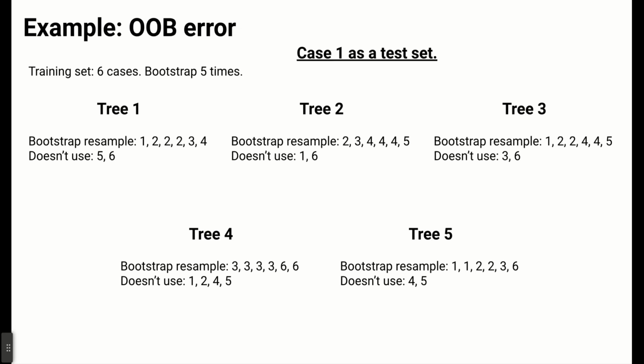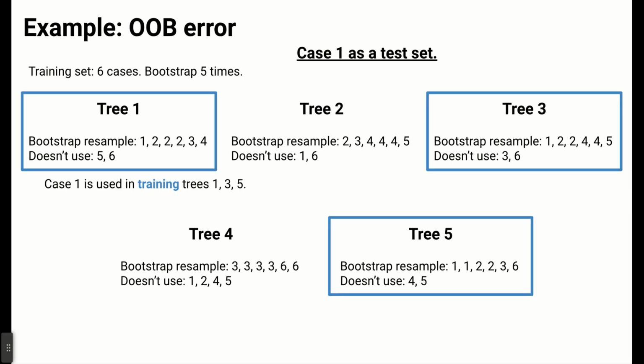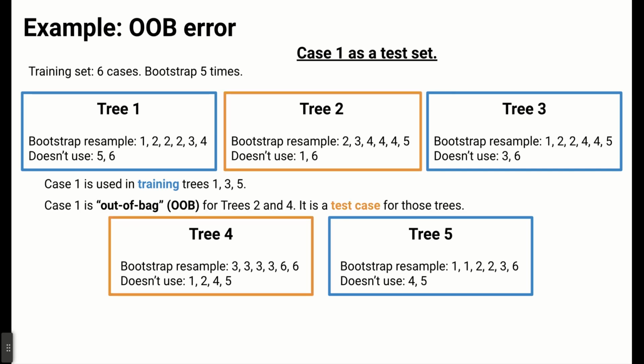Let's look at what happens when we try to use case number 1 as a test set. Looking across the samples used to build each tree, we see that case 1 is used to train trees 1, 3, and 5. So case 1 is out of bag, the test case for trees 2 and 4.